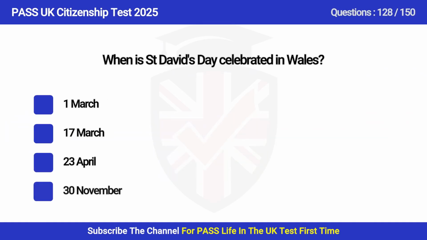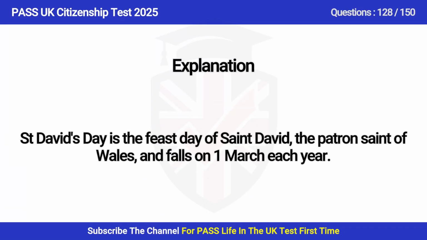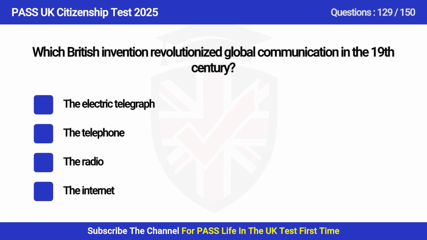Question 128. When is St David's Day celebrated in Wales? A. 1 March, B. 17 March, C. 23 April, D. 30 November. Answer is A. 1 March. St David's Day is the feast day of Saint David, the patron saint of Wales, and falls on 1 March each year. Question 129. Which British invention revolutionized global communication in the 19th century?